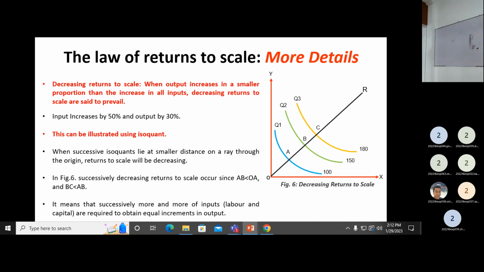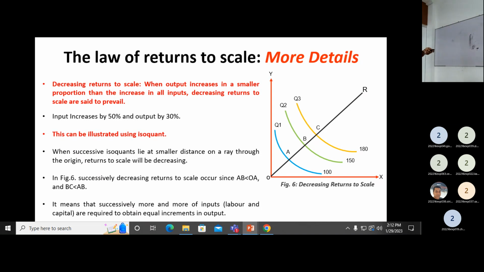Right, so here it says decreasing return to scales. You know that when output increases in a smaller proportion than the increase in your inputs, decreasing return to scales are said to prevail. Input increased by 50%, and output by 30%. Clear? So this is how you illustrate this.